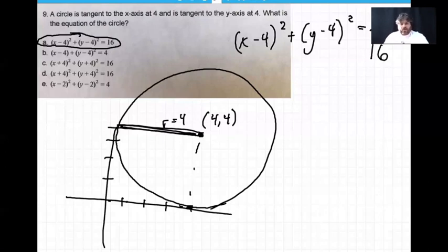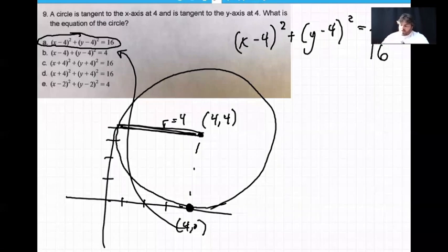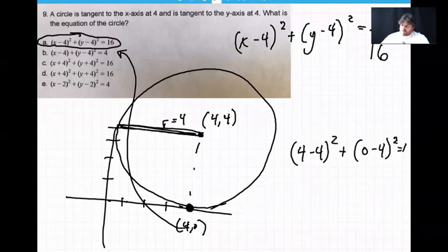Okay. Another thing you could do is realize that if this point, 4, 0, is on the circle, when I plug it into the equation, it should make sense. So when I plug in x equals 4 and y equals 0, I get 4 minus 4 squared plus 0 minus 4 squared equals 16. 4 minus 4 is 0. 0 squared is 0. 0 minus 4 is negative 4. Negative 4 squared is 16. Does it work? Yes, it does. So it may not work on the other ones, but it definitely works on that one. And it could work on more than one, so you might have to test 2 points. But I think either way is a good way to do that.